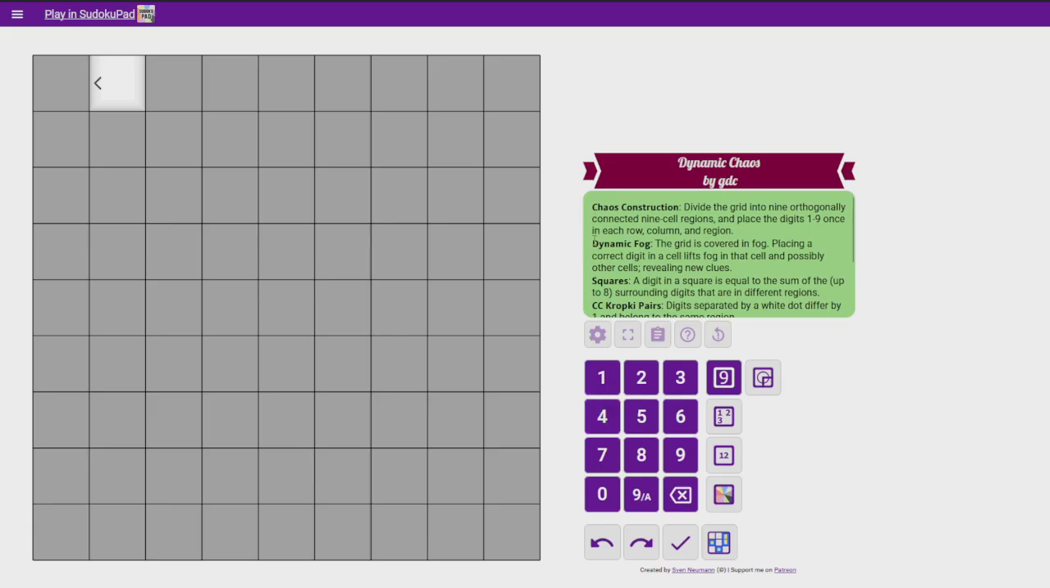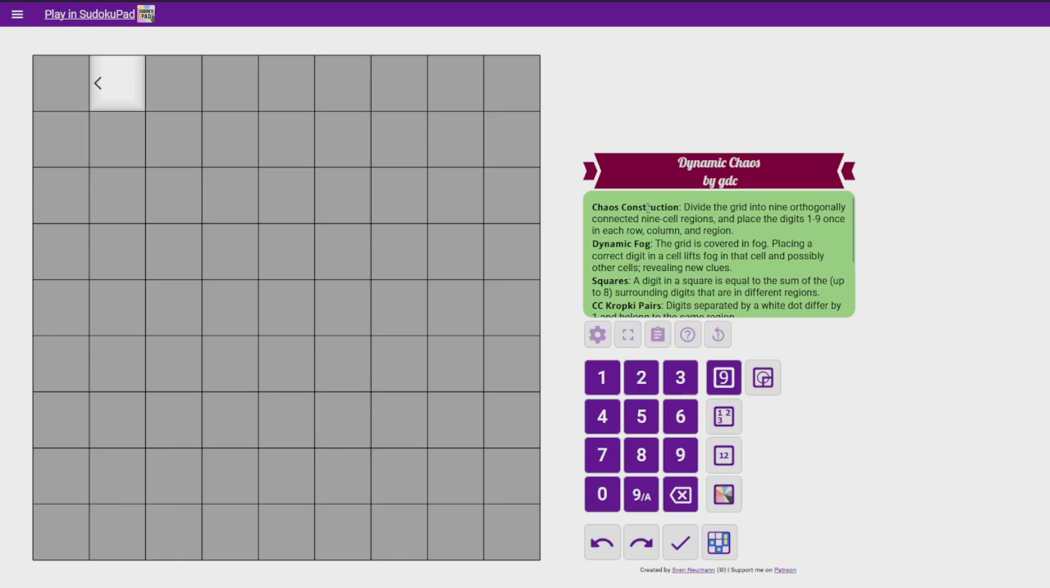And also it uses a new rule called Dynamic Fog, which I don't actually think is new. But I think it's easier to do now in the software that's been developed, Sudoku Pad. So now a lot more constructors are making puzzles for that, which is pretty cool. So, let's just get started. What we got is not actually a Sudoku puzzle, but it's sort of like that.